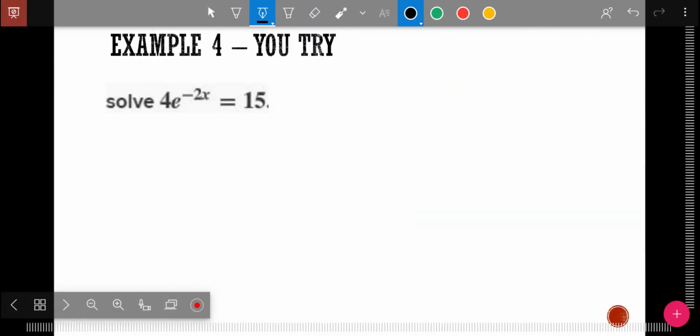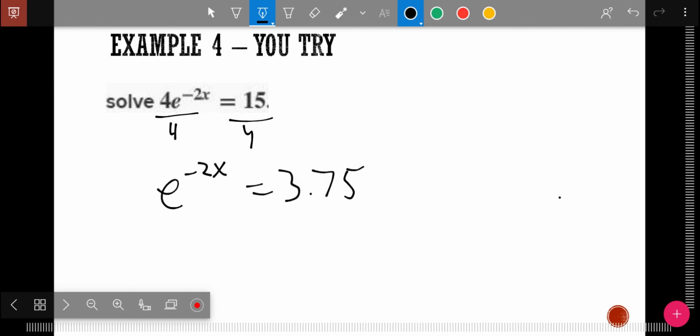You try. What's the first step? Nothing to add or subtract this time. What's the first step? How do I get rid of that 4? Right now it's 4 times. How do I get rid of the 4? Hopefully you said you divide both sides by 4. So you have e to the negative 2x power equals 3.75. To get rid of the e, I have to ln or log both sides.